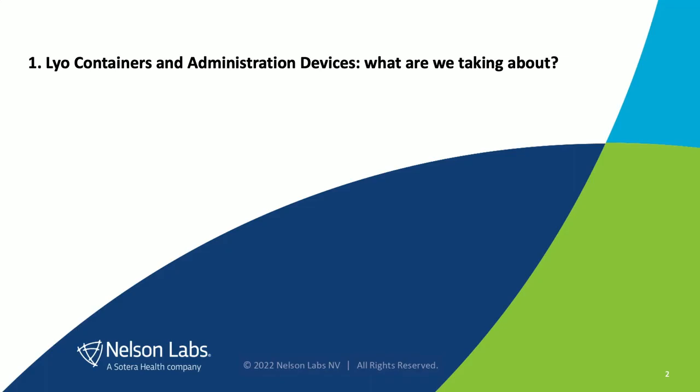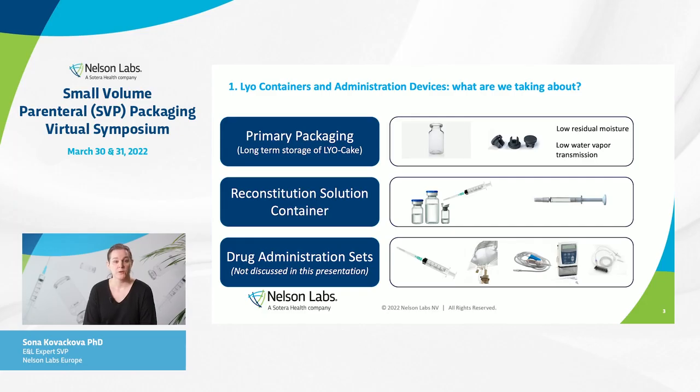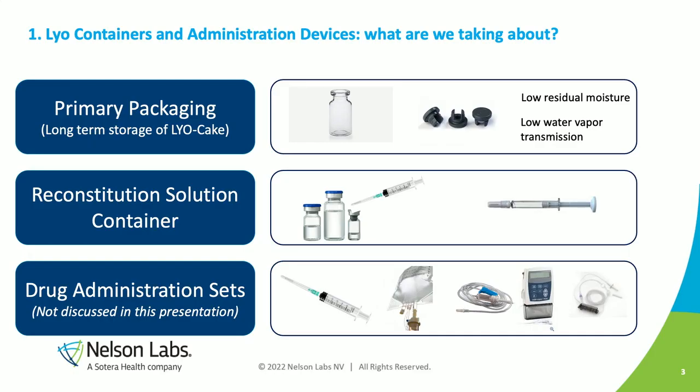Let's take a look at what we are talking about. The lyo containers and the most common administration devices for and after reconstitution, we can divide into three different categories. So the first one is the primary packaging. In this case, a lyo vial system, which is composed of a glass vial and a rubber stopper. The rubber materials that are selected for this type of applications usually have low residual moisture content and low water vapor transmission in order to keep the drug product as dry as possible throughout the shelf life, and this is important for the stability of the drug product.